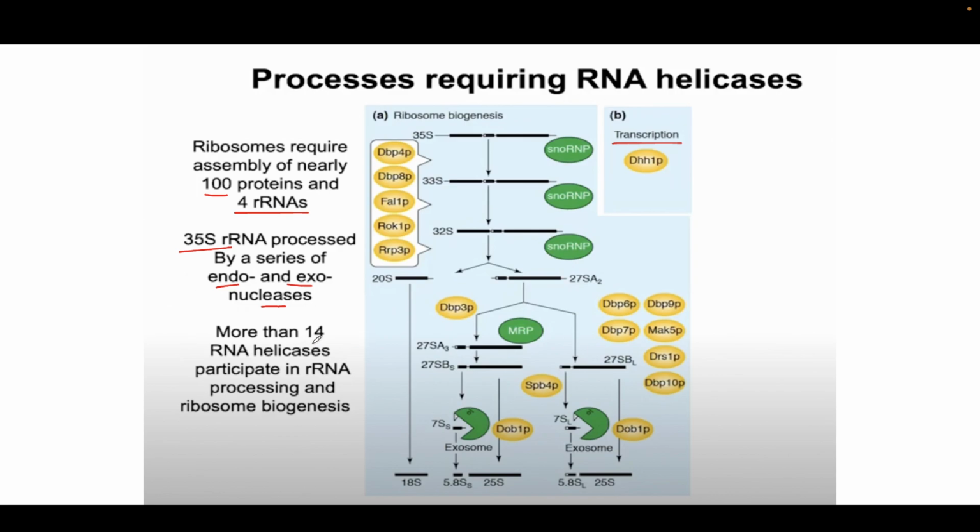More than 14 RNA helicases participate in rRNA processing and ribosome biosynthesis. Now, for ribosome biosynthesis, one essential RNA is rRNA, that is ribosomal RNA. And to process it, RNA helicases are required. That is, the number is more than 14. This is a complex process of ribosome biosynthesis. If you want to go into detail, then you can go for it. Otherwise, it is okay.